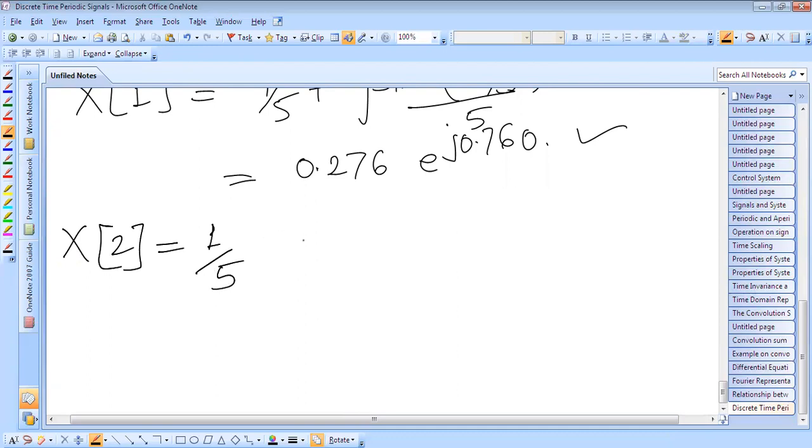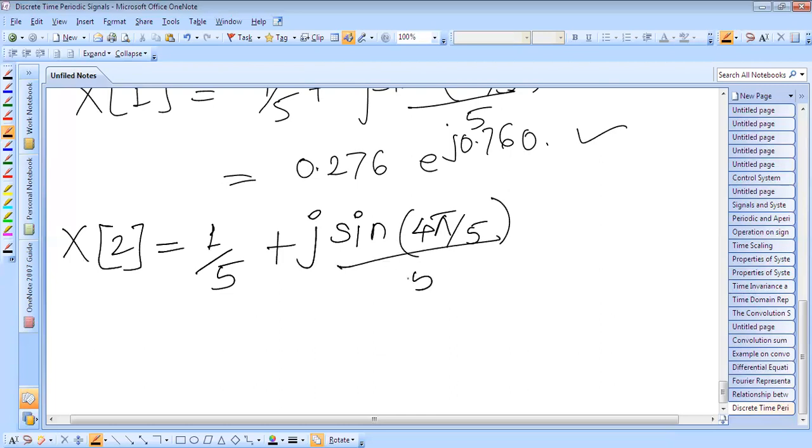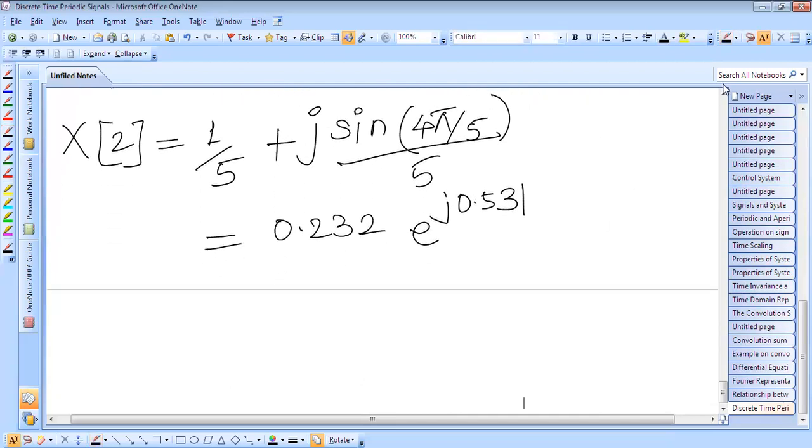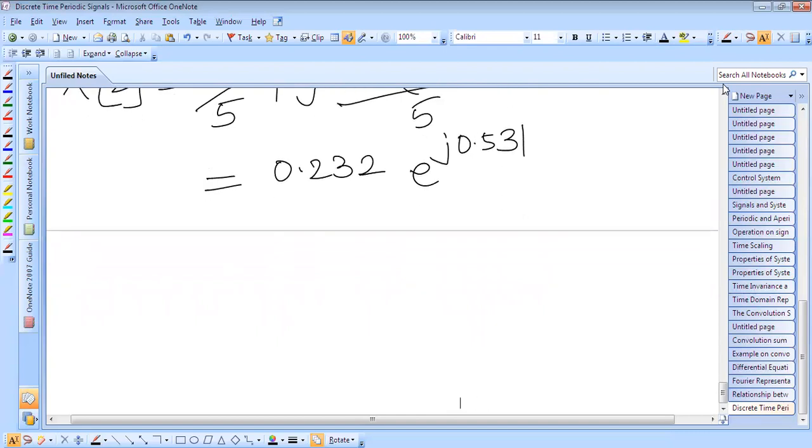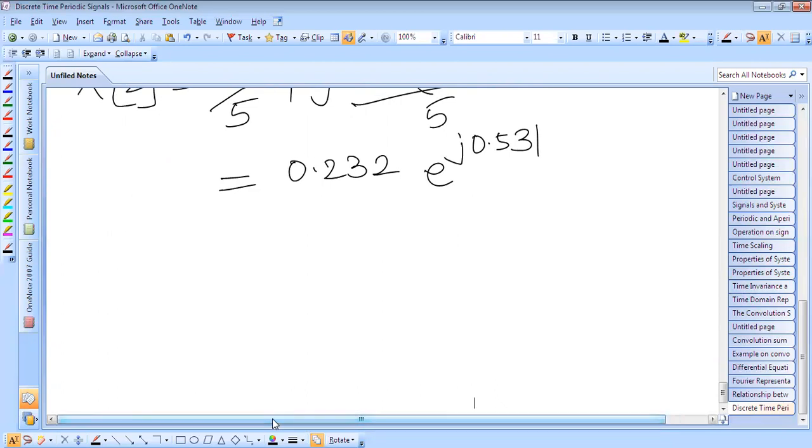One by 5 plus j into sine of 4 pi by 5 into 0.232 e raised to power j 0.531. So these are the values after substituting x of -2, x of -1, x of 0, x of 1, and x of 2.